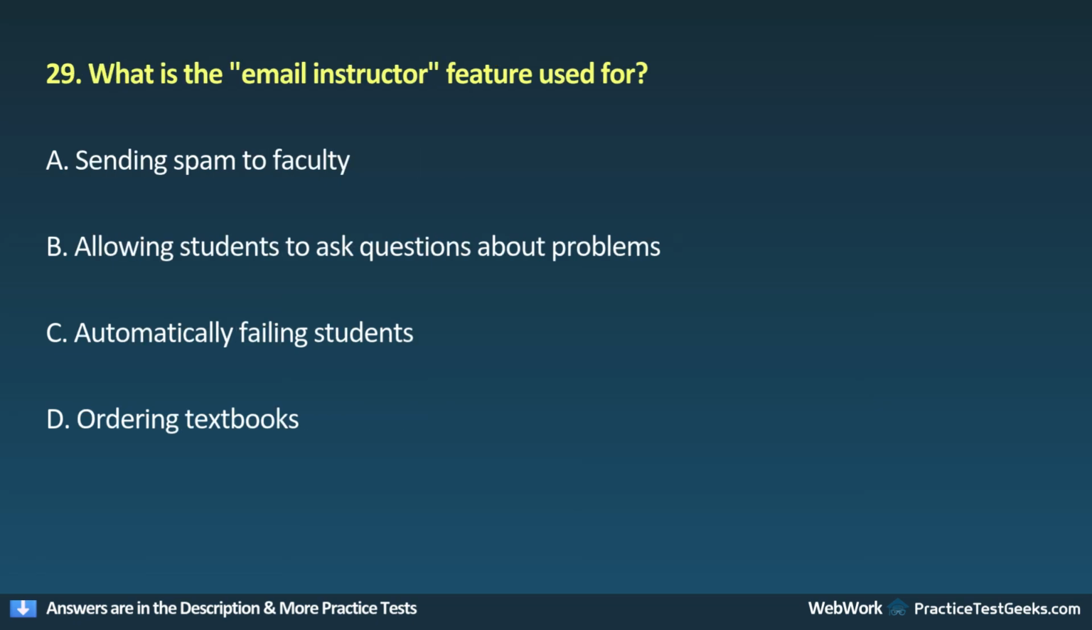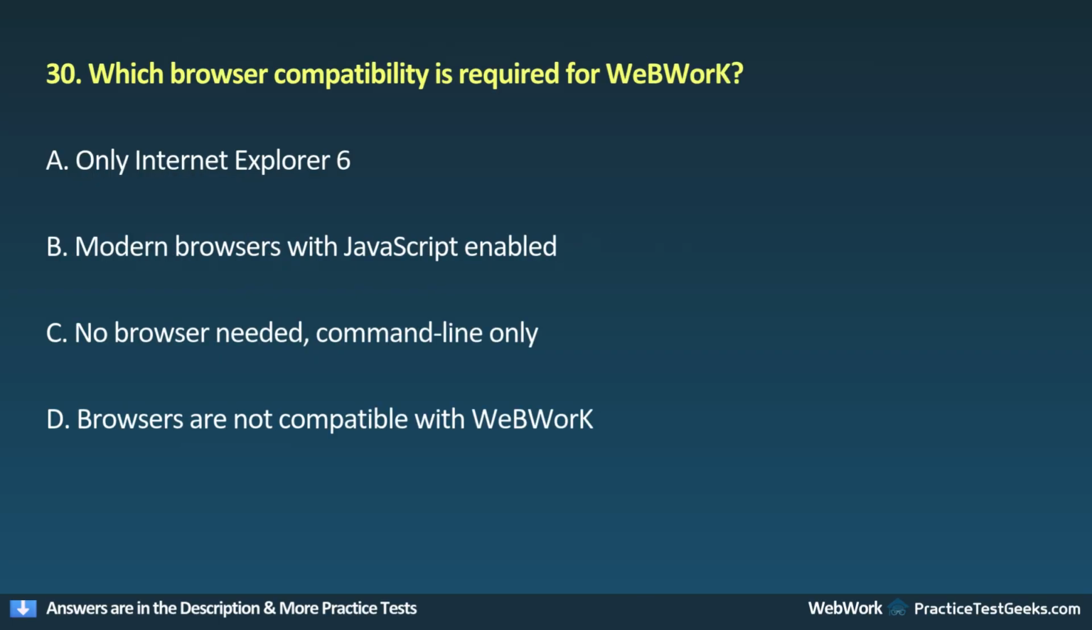29. What is the email instructor feature used for? A. Sending spam to faculty. B. Allowing students to ask questions about problems. C. Automatically failing students. D. Ordering textbooks.